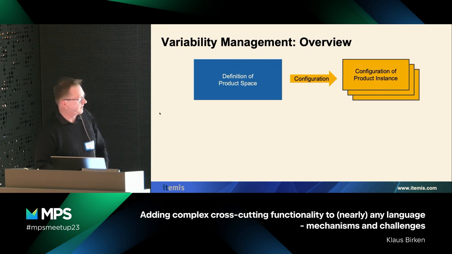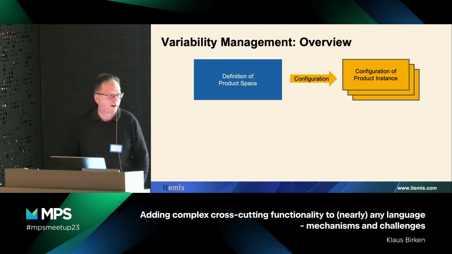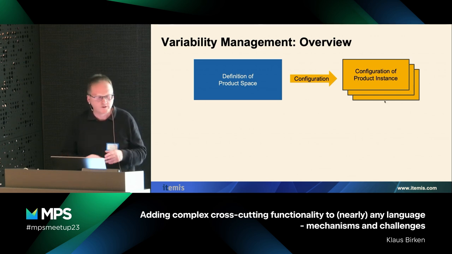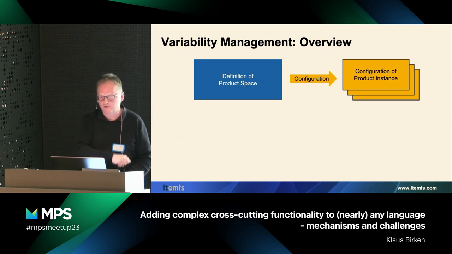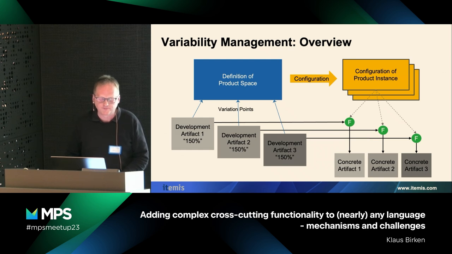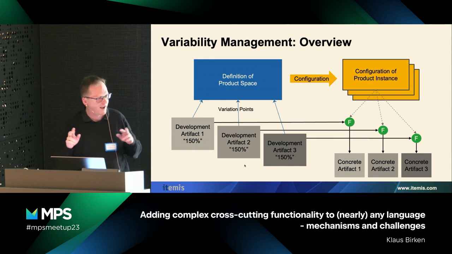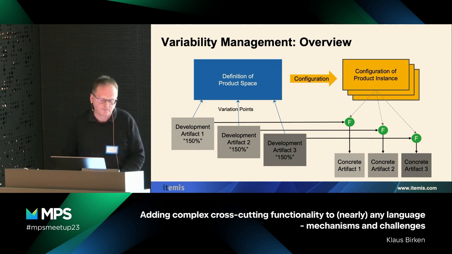So this is a conceptual overview of how variability management usually is solved. So you're defining some product space. You can think of this as just a set of feature switches. And after you define this, you can create configurations just by choosing from this set and saying feature one is true, feature two is false, and so on. Then you have your artifacts, which are the models of any language. And now you're able to add some conditions to those artifact models in order to switch off parts of these artifact models. This can be done by these filters. So if you have a certain configuration or variant, you can put it together with these development artifacts and you get concrete artifacts. I will show you an example soon.